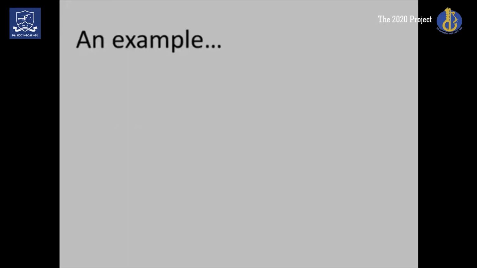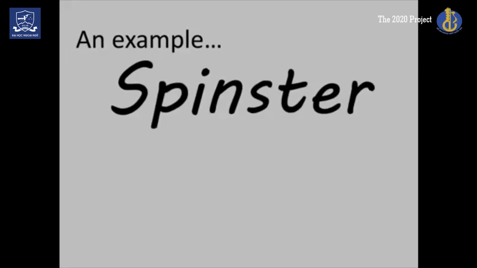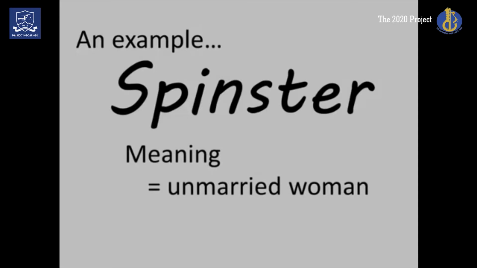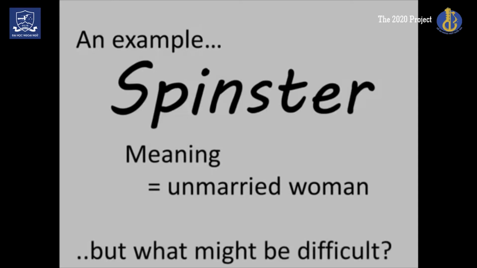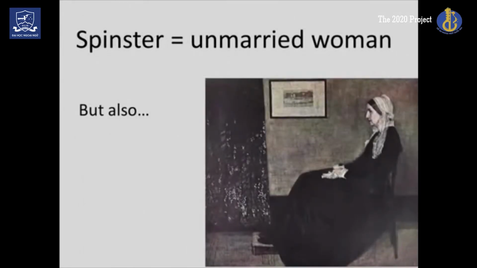Now to give an example, here's an example, spinster. Right, so this is an item of vocabulary that you might be teaching for whatever reason in your class. Let's look at the meaning first. What does this mean? Well, clearly it means an unmarried woman. But you also need to think about what might be difficult about this word. If you think about the word spinster, it does mean unmarried woman, but there's more to it than that. It's not just about someone who's unmarried. There are also quite negative connotations here that aren't the same with bachelor, for example.